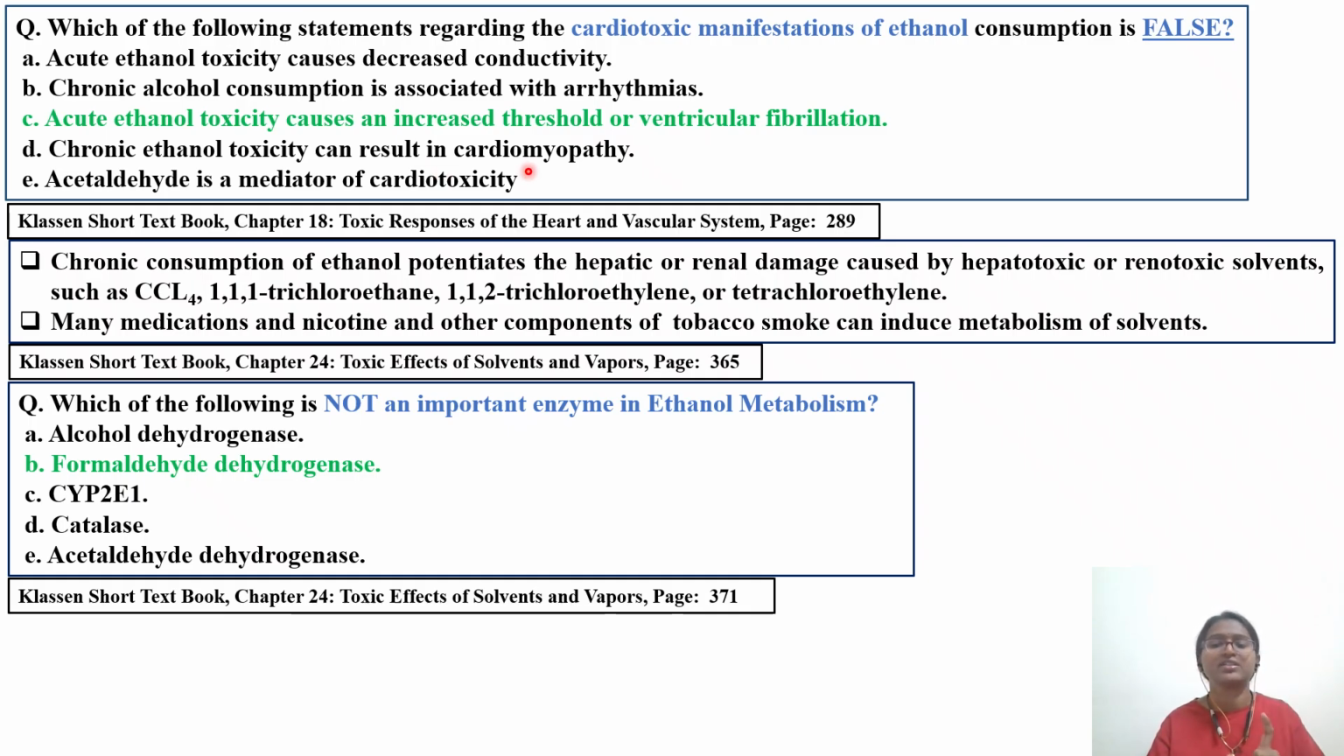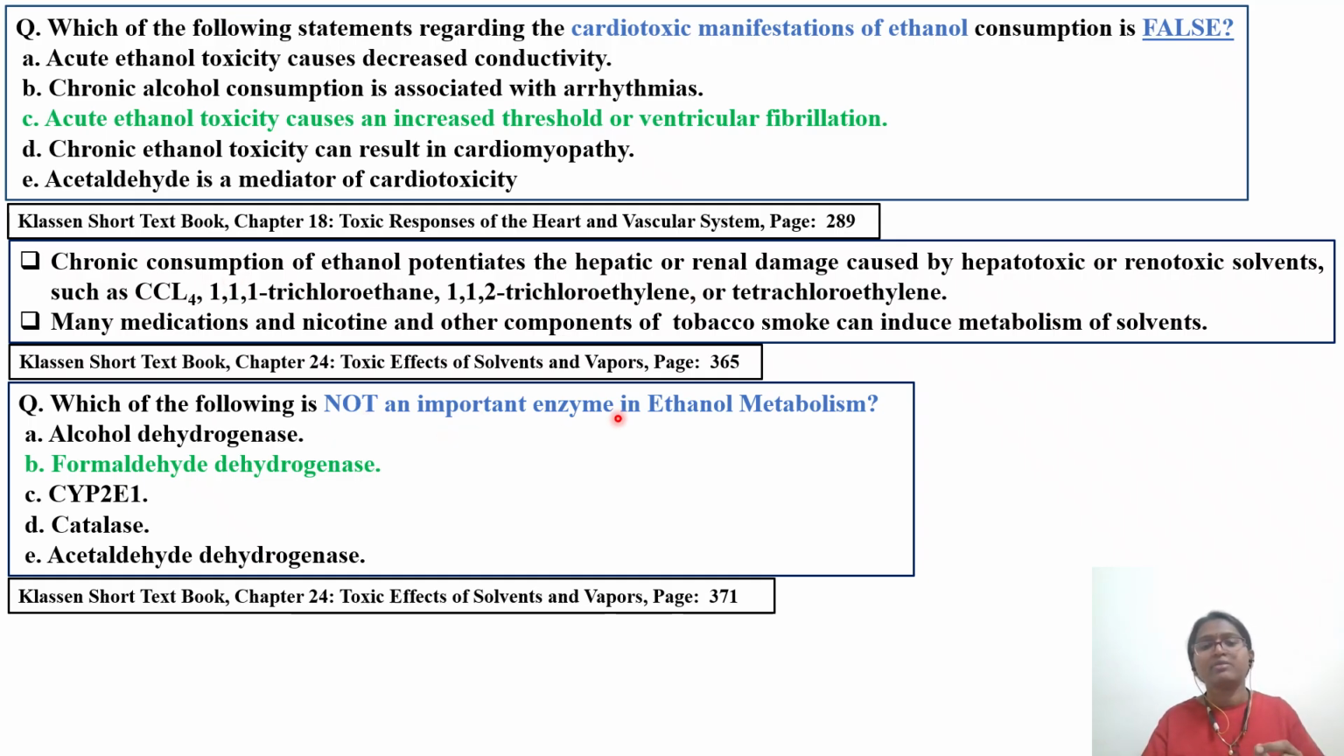This is directly given in the Klaassen chapter under solvents. Acetaldehyde is a mediator of cardiac toxicity, so whenever acetaldehyde levels in your body increase, the toxicity increases. In the solvents section, when alcohol is co-exposed with other types of solvents, hepatotoxicity is increased. It is a best example. In the exam you might get a question like alcohol with CCl4, or alcohol with a certain solvent, and you need to identify potentiation, synergistic or additive effects. So pause here and read this particular example.